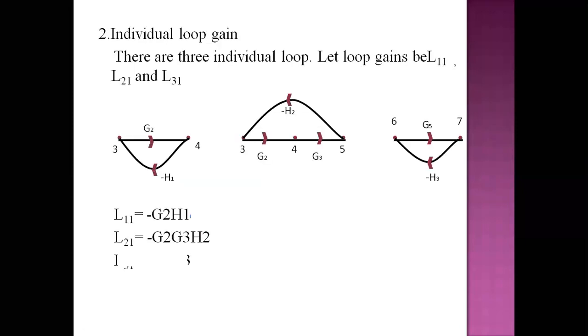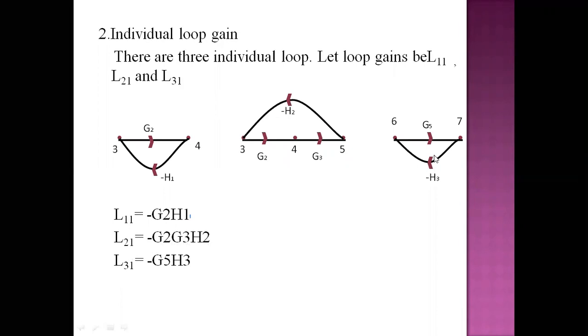Next we move on to finding the individual loop gains. In this problem, there are 3 loops. The first loop is from 3, 4 and the signal returns to the same 3, G2 and minus H1, which will give L11 equal to minus G2 H1. And the second loop concerns the nodes 3, 4, 5 and the signal returning back to 3 through this branch, minus H2. So the corresponding loop gain is minus G2, G3 and H2.